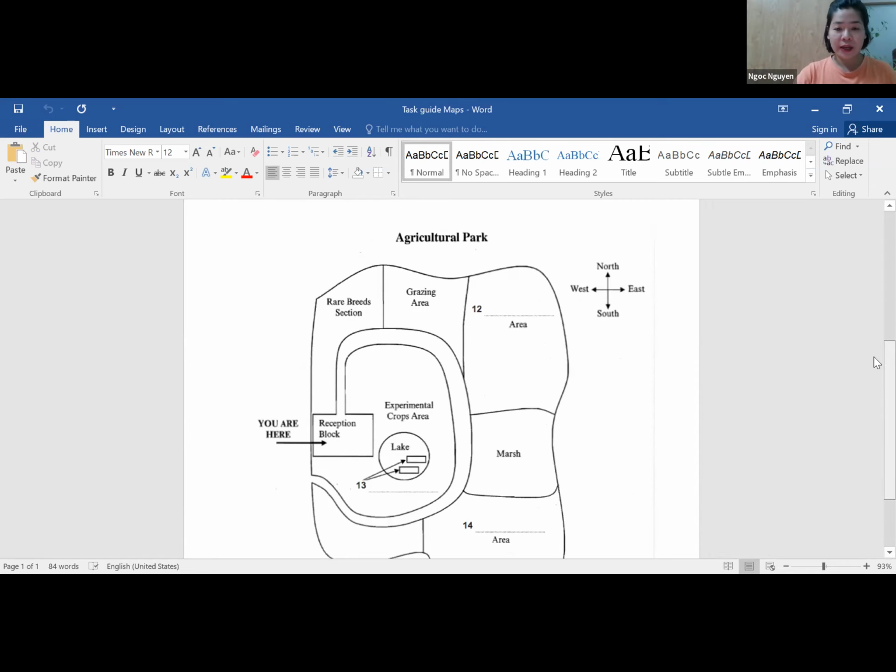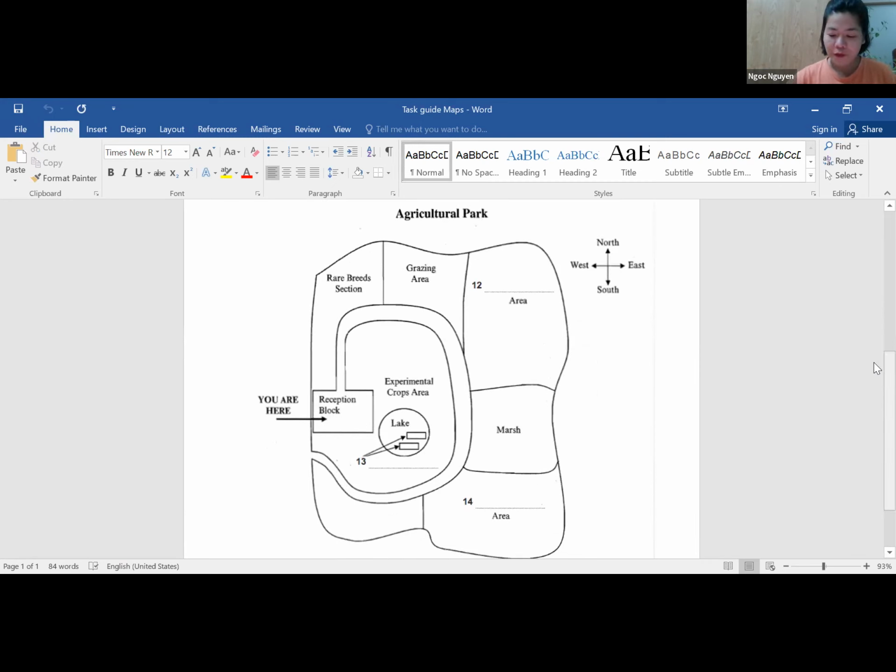Now, let's take a look here. This is a map taken from IELTS Cambridge number 8. And you will see here, this is a map of an agricultural park. There are different types of parks, everybody.